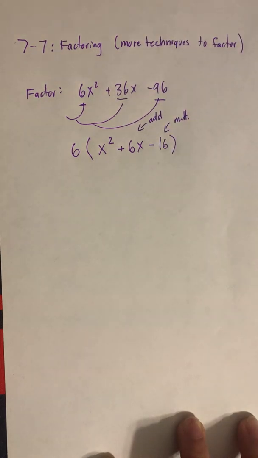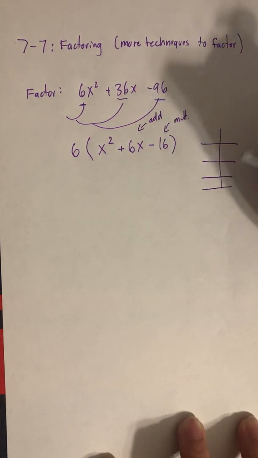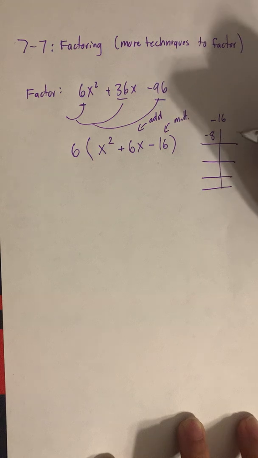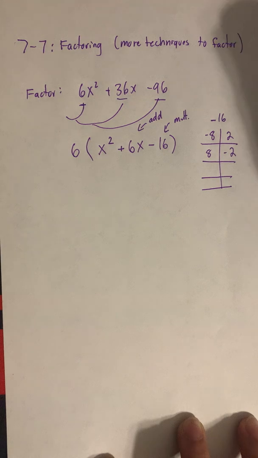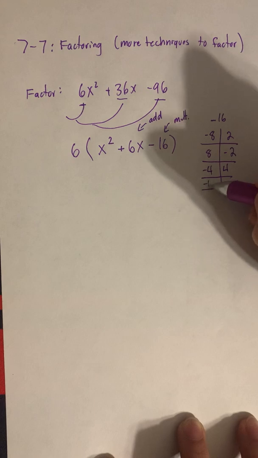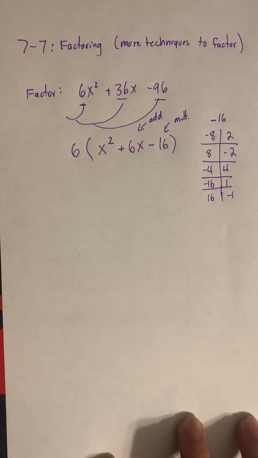So on the side, I'm going to make my table here, and then I'm going to put negative 16 here. So we want to figure out the pairs of numbers that multiply up to negative 16. So let's go with negative 8 and 2, 8 and negative 2, negative 4 and 4, and then negative 16, 1, and 16, negative 1. So those are all the factors I can think of for negative 16.